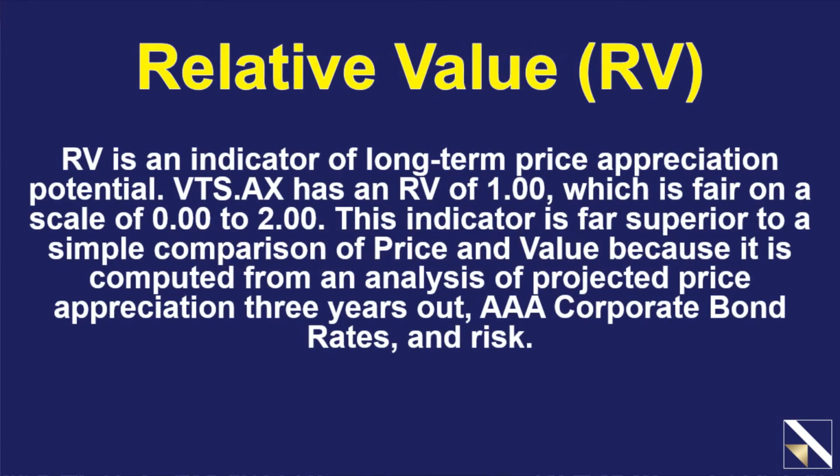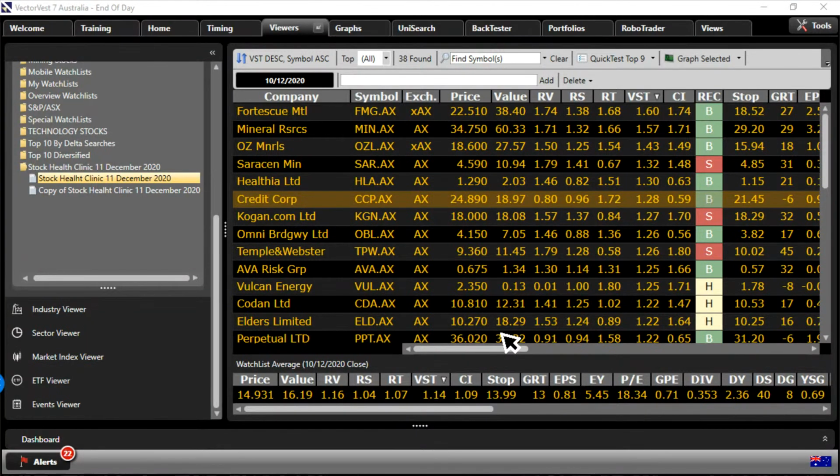So RV. RV is an indicator of long-term price appreciation potential. I gave an example here of a given stock, which talks about what its value is, but it's far superior to just simply looking at price and value. If you're concerned that your stock's a little bit overvalued, look at RV. It's computed from the analysis of projected price appreciation 3 years out, takes into account AAA corporate bond rates, and risk. All right, so we're just going to jump out of here.